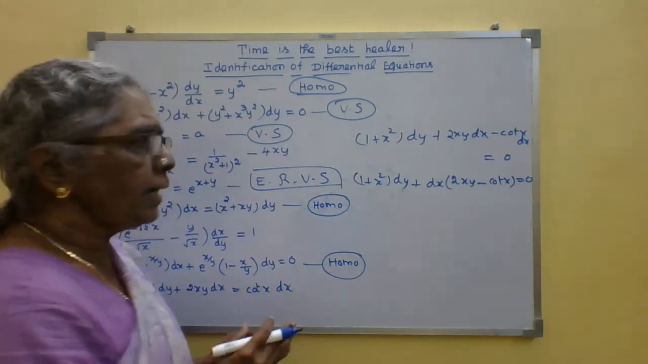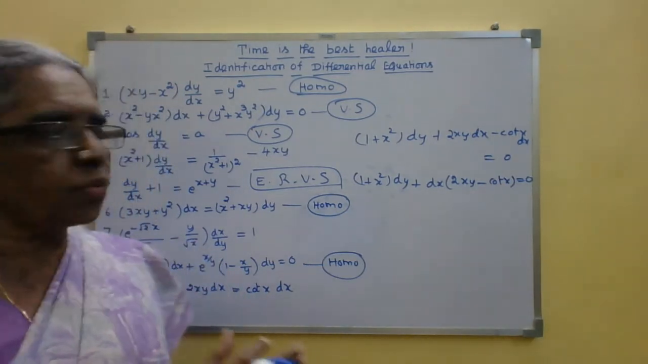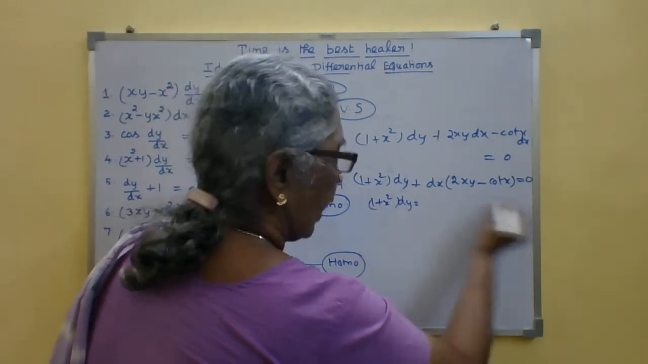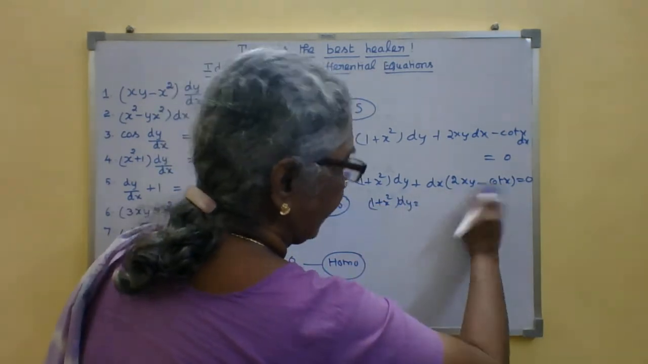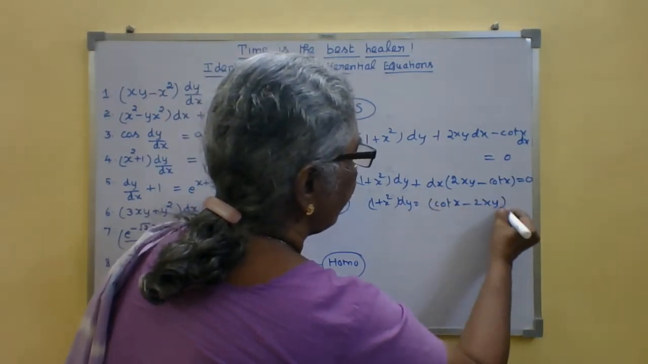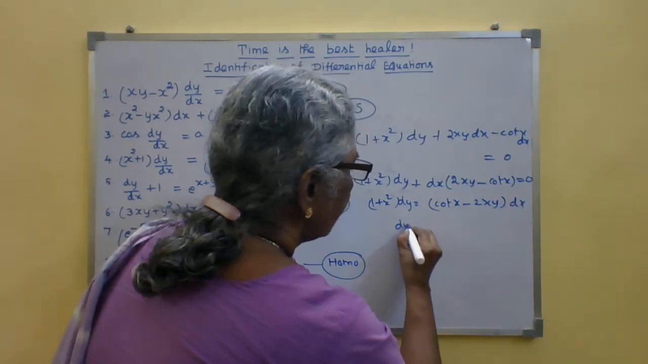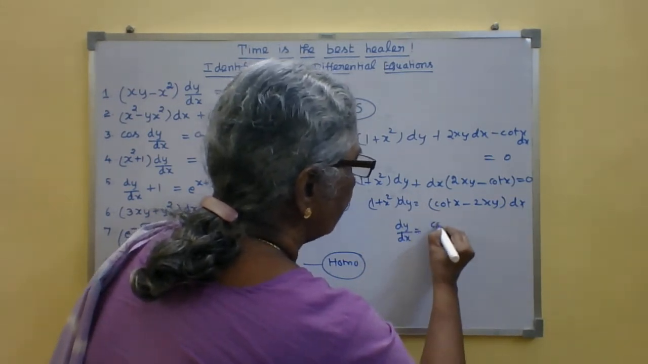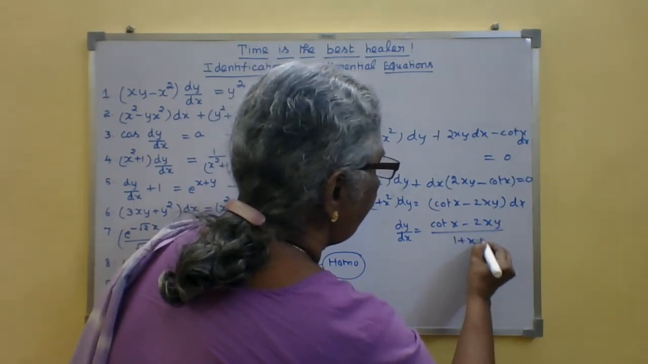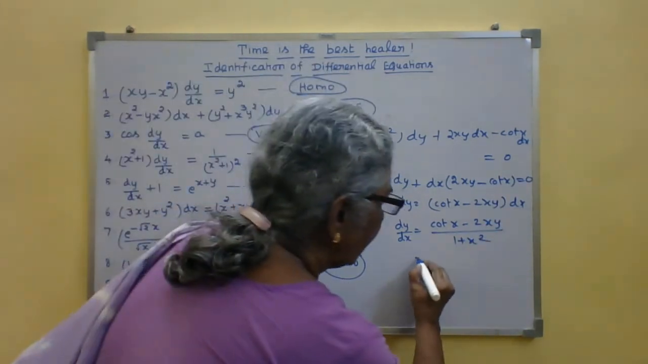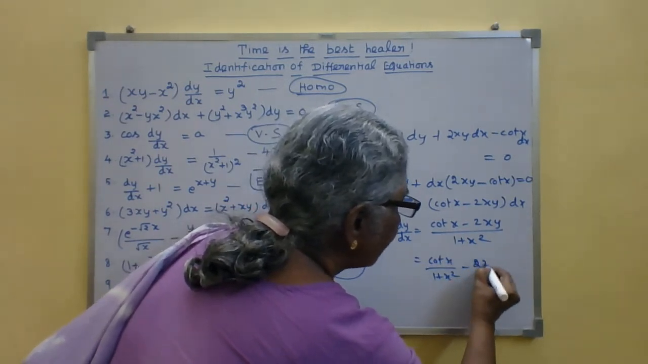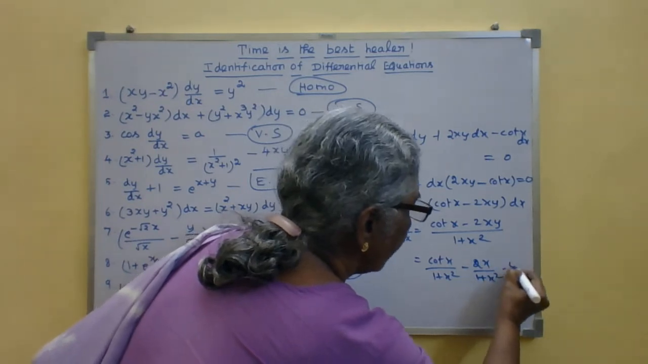So now I actually want the dy by dx format. So I will keep this term here. I will take these two terms there, or I can change the sign. So I will get cot x minus 2xy dx. So dy by dx will be equal to cot x minus 2xy by 1 plus x squared. Now let us write it properly. I will get cot x by 1 plus x squared minus 2x by 1 plus x squared into y.